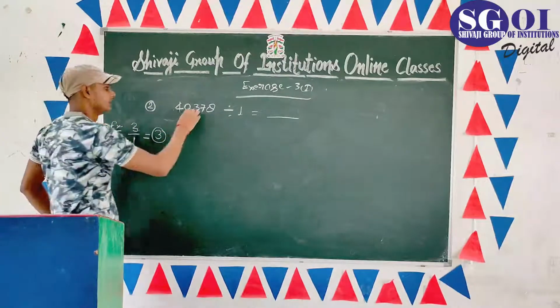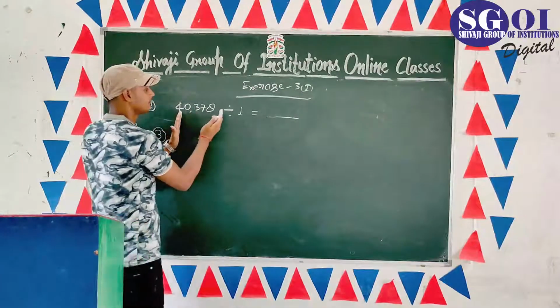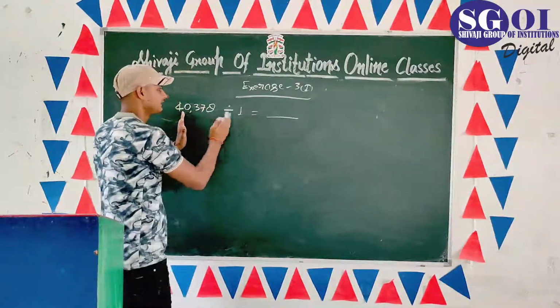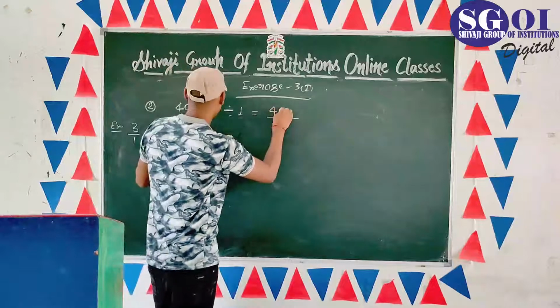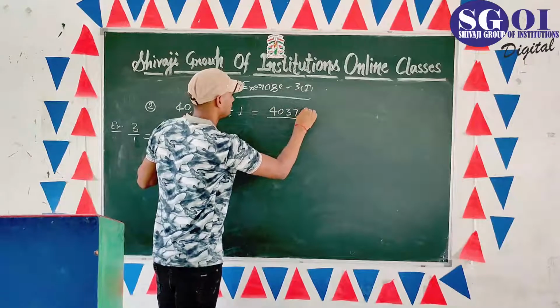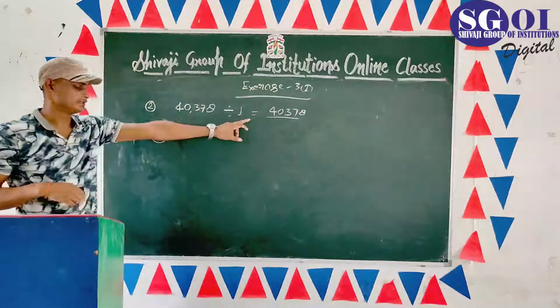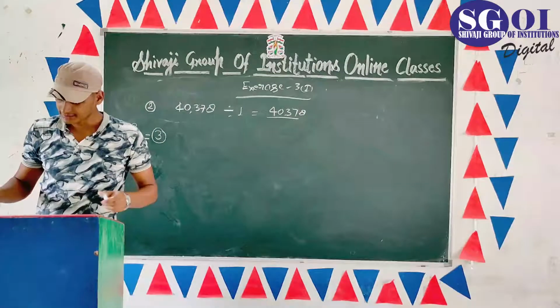Okay students, here we divided the number by 1, so we got the result 40,378. Okay, students.